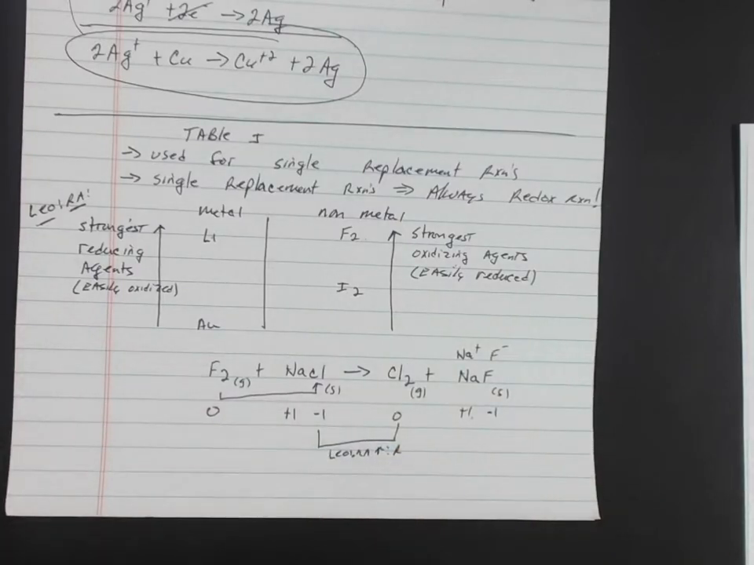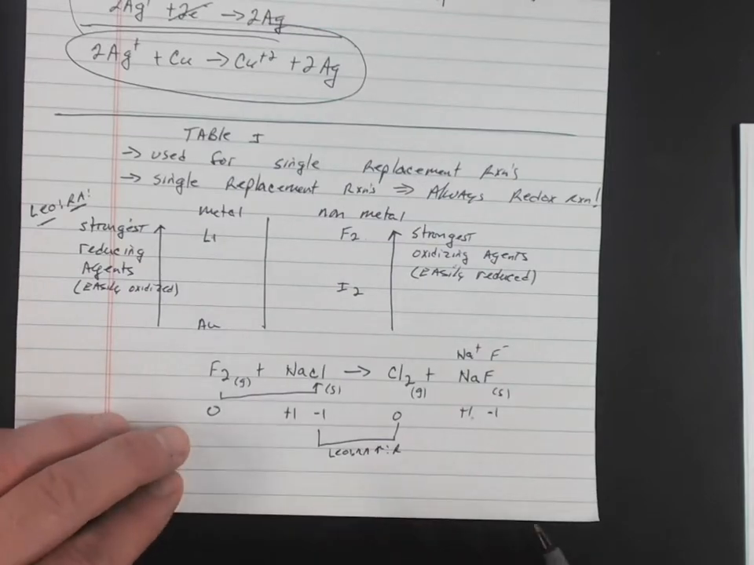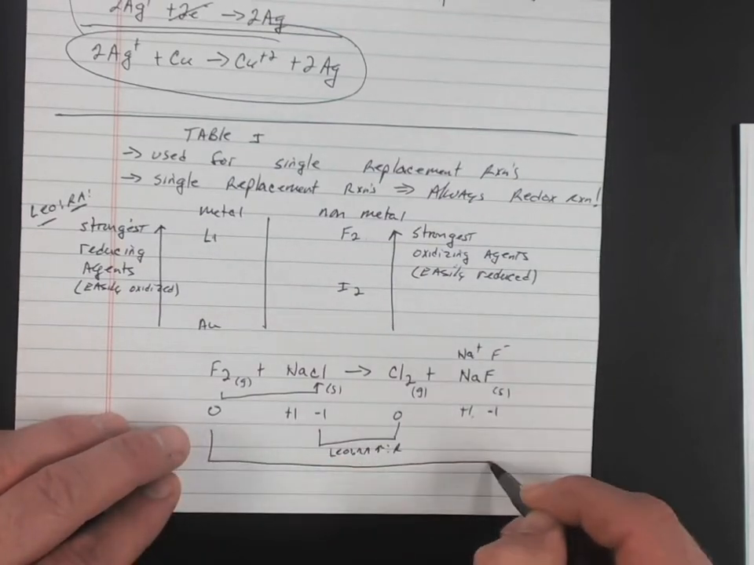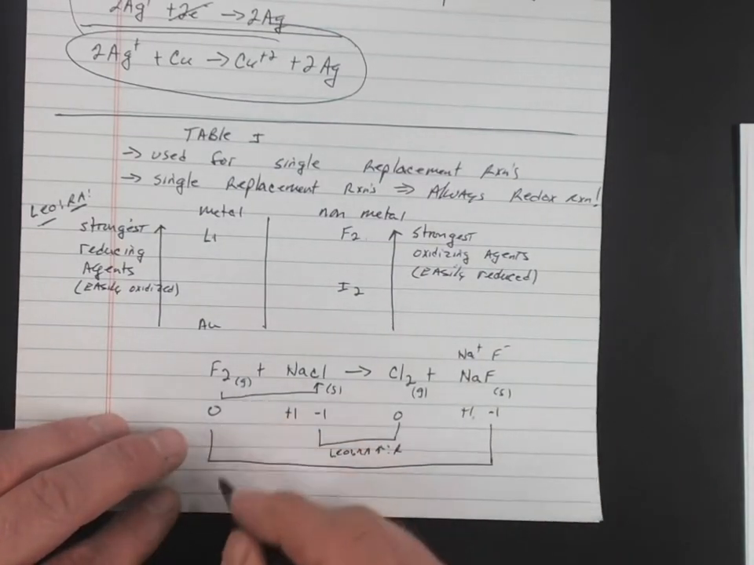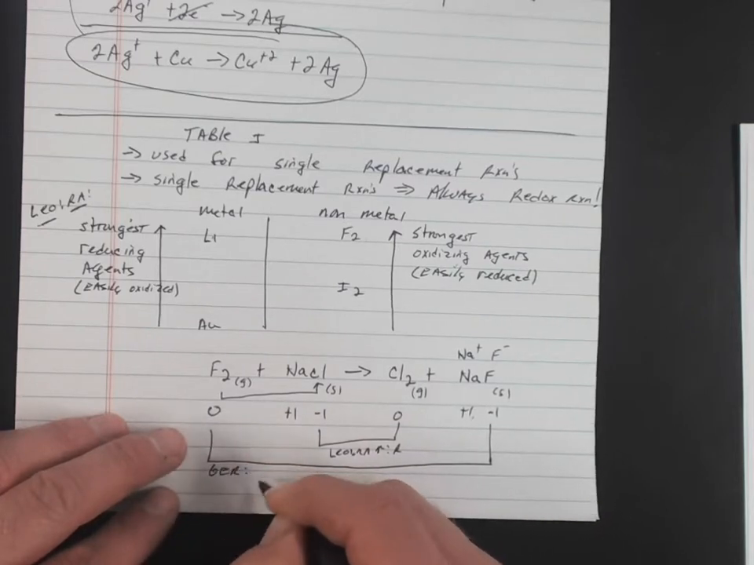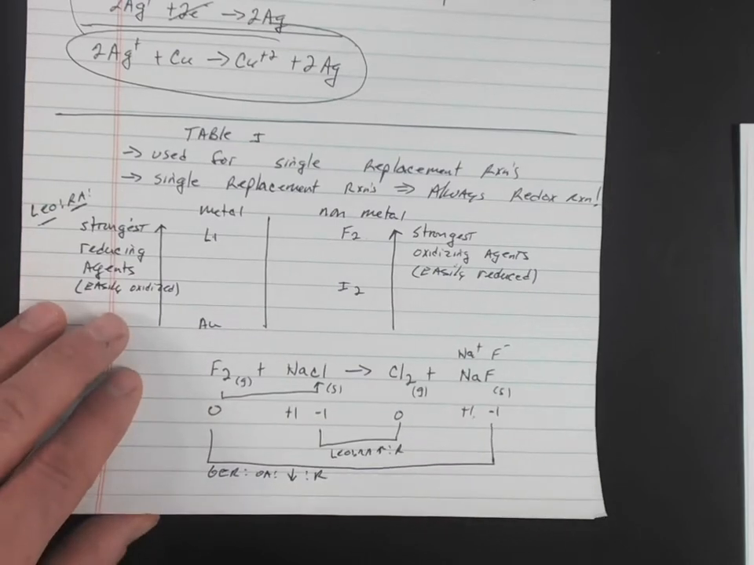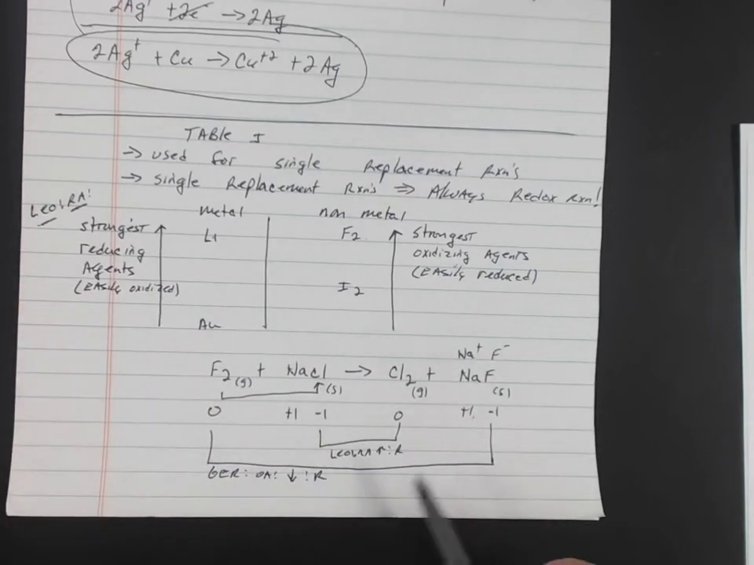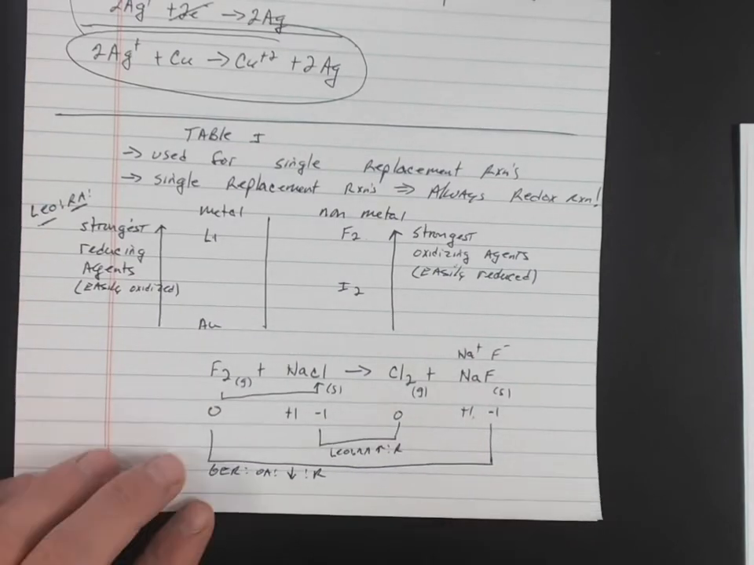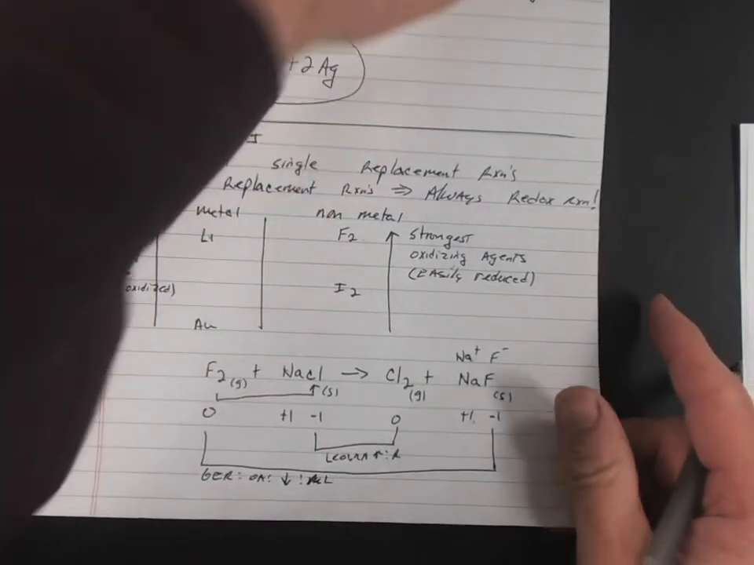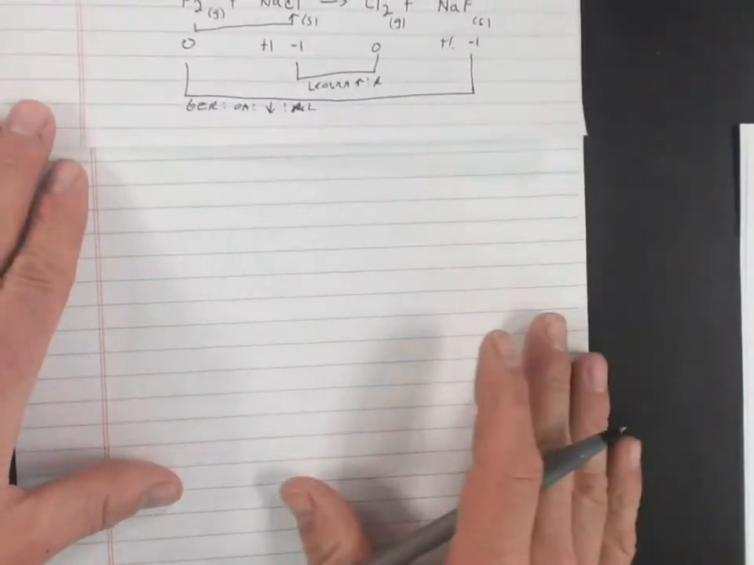What number goes down? F. F goes down, so we're going to label our F as our GER OA down. We're always looking for the number that goes up. Shouldn't that be left? Yeah, it's left. Oh, thanks. My mistake. Okay, once we have that written, now we can write our half reactions.